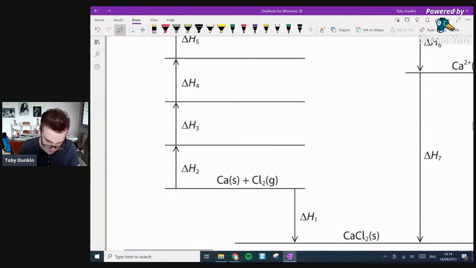So let's do calcium metal first. So I'm going to first of all take the calcium and I'm going to turn it into a gas.